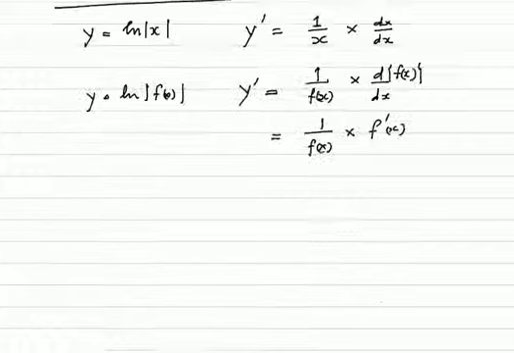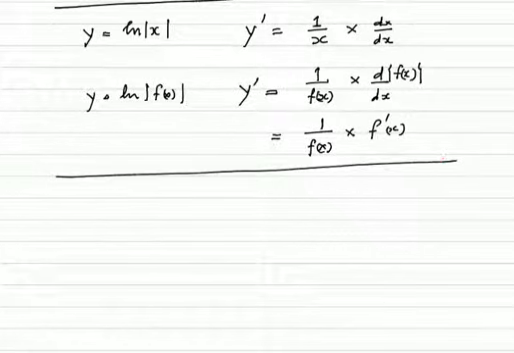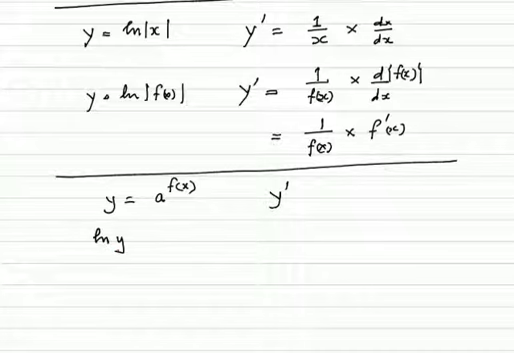What I'm going to do, let's say now we have y equals a to the power of f of x, for any base a. To arrive at the derivative y prime, I can apply ln on both sides of this equation. Let's say ln y equals ln of a to the power of f of x.